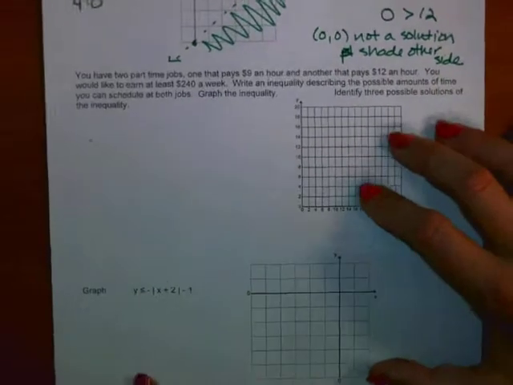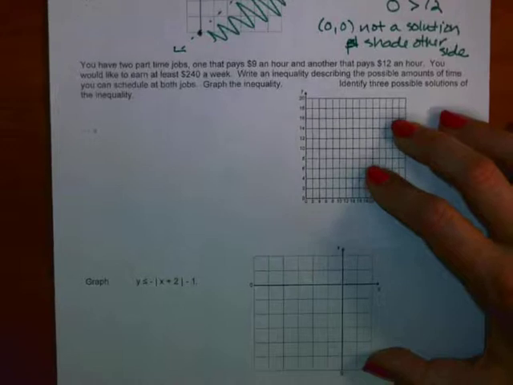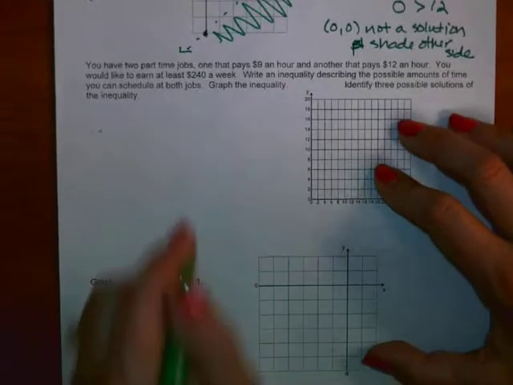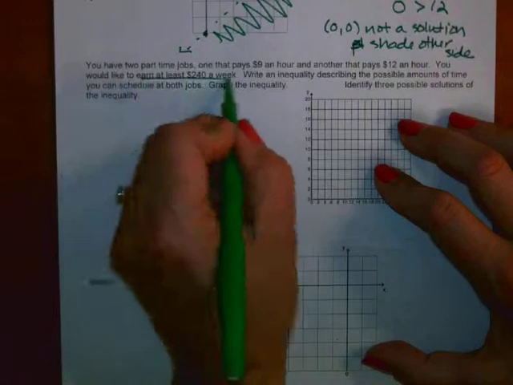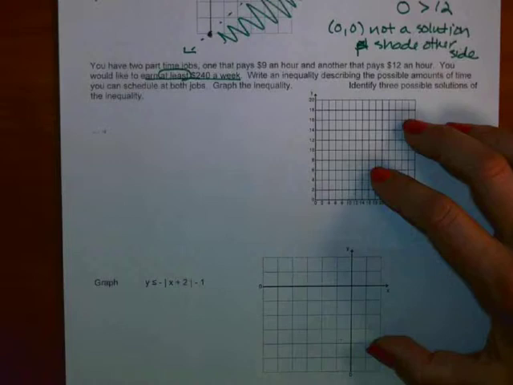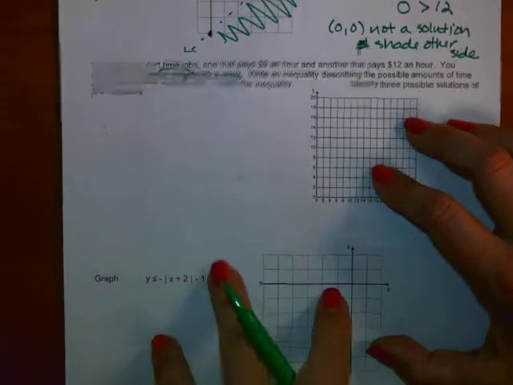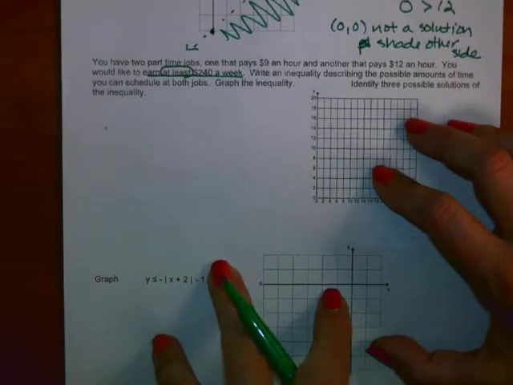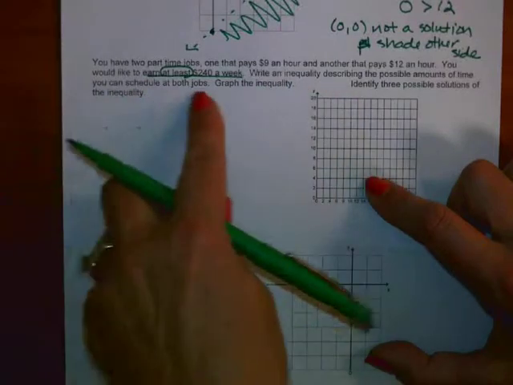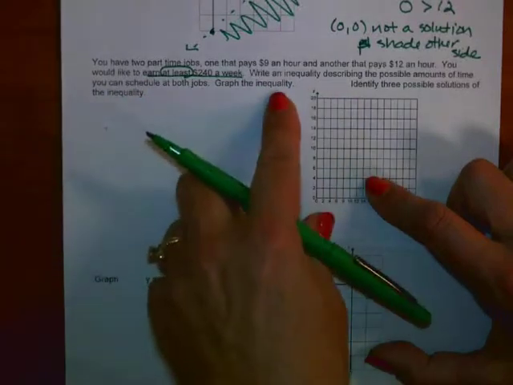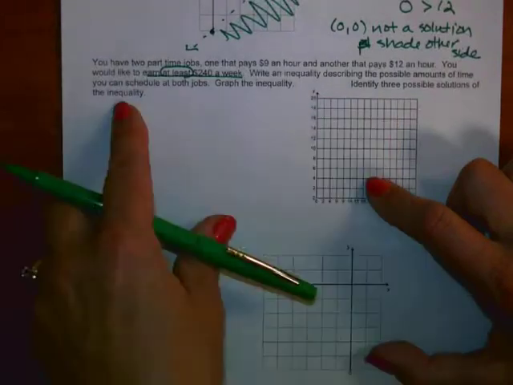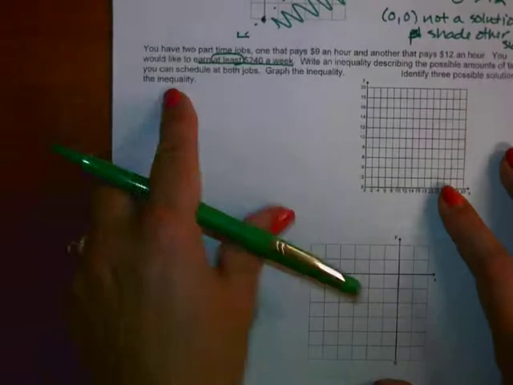Okay. All right, you have 2 part-time jobs. One that pays $9 an hour and another that pays $12 an hour. You would like to earn at least $240 a week. That word "at least" tells me I have to write an inequality. Write an inequality describing the possible amounts of time you can schedule at both jobs, graph the inequality, and then identify 3 possible solutions of the inequality. So we got a few things to do.